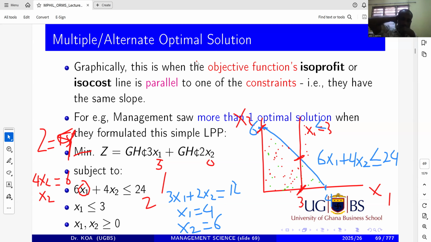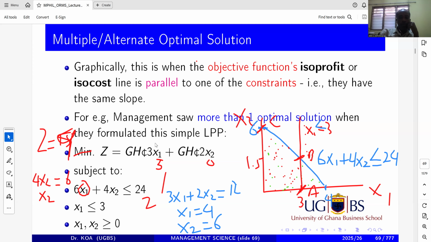1.5? Is it 1.5? Yes. So x2 will be 1.5 here. So at this corner point, let's call it corner point B, this corner point A, that corner point C. So at the corner point B, you have the coordinates to be 3 and 1.5.